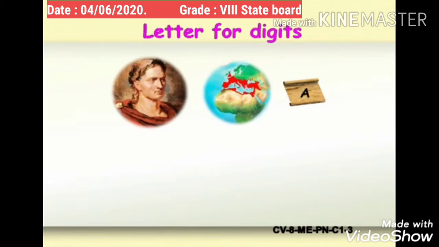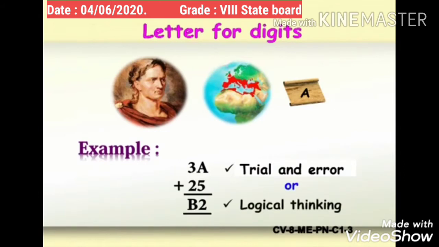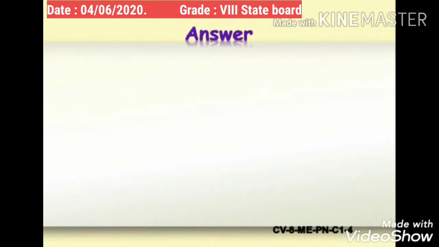Similarly, we have problems where letters represent digits which can be decoded. For example, find the values of the letters in the addition of 3A plus 25 is equal to B2. Here, we have to crack the code, that is, find the appropriate digits for the letters. Although cracking the code can be done through trial and error method, a little logical thinking helps in getting quick results. Answer. Here is the stepwise procedure based on logical thinking.